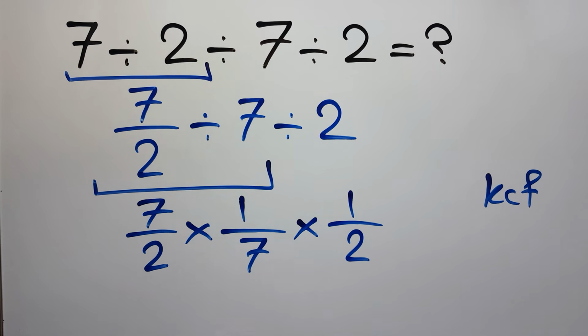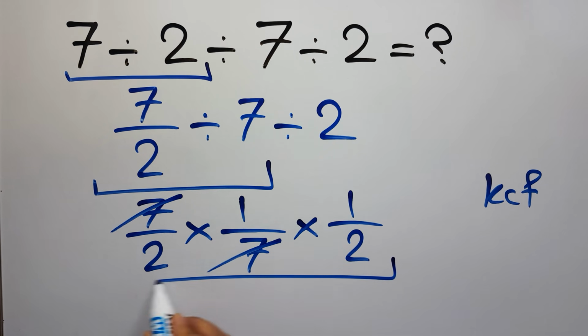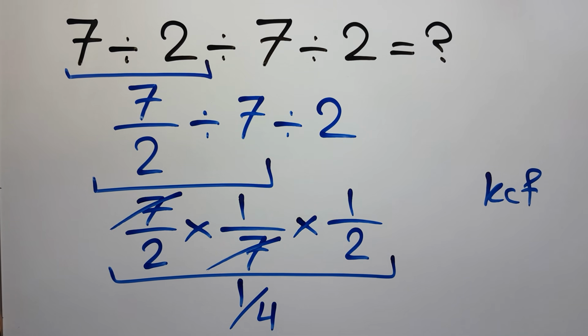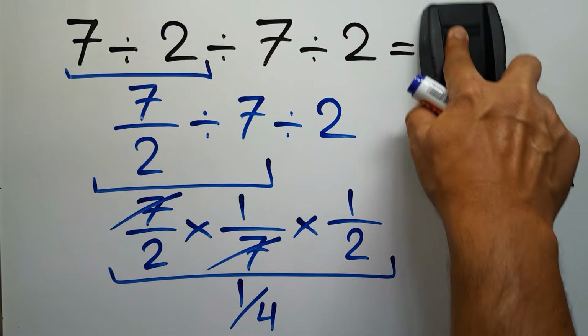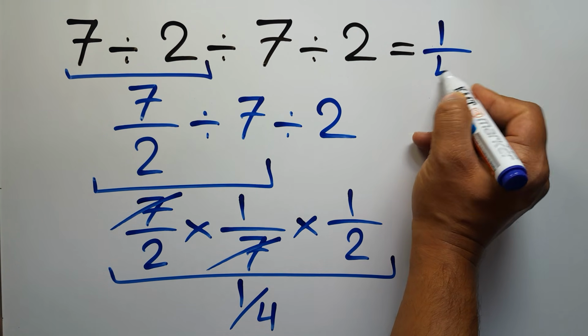Okay, now we can easily cancel this 7 and this 7. So we have just 1 over 2 times 1 over 2, which equals 1 over 4. And this is our final answer to this problem. The correct answer is 1 over 4.